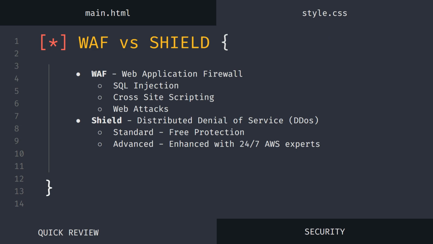Usually you'll look at WAF versus Shield. So WAF is the firewall. You're looking at SQL injection, cross-site scripting, web attacks. And whenever you see the word DDoS, you're going to look for Shield, okay? And that's going to be two types, the standard and the advanced. The advanced is the paid one, okay?